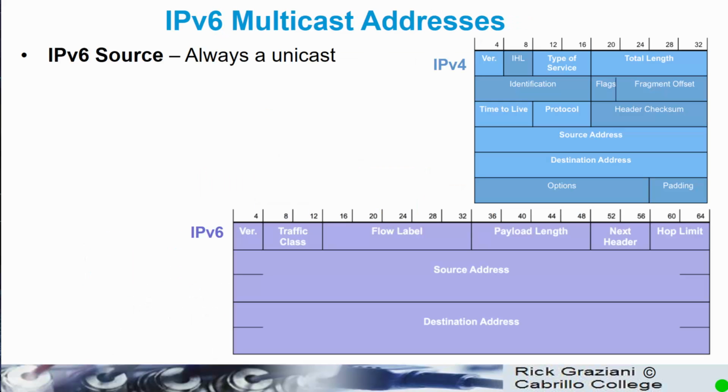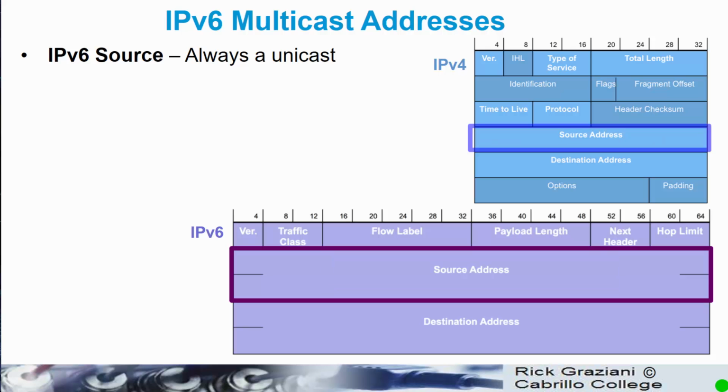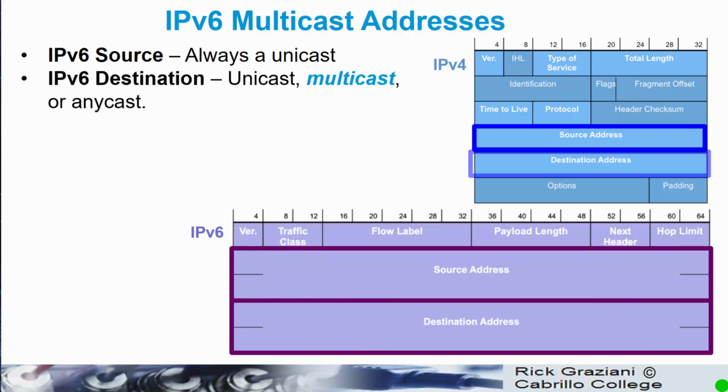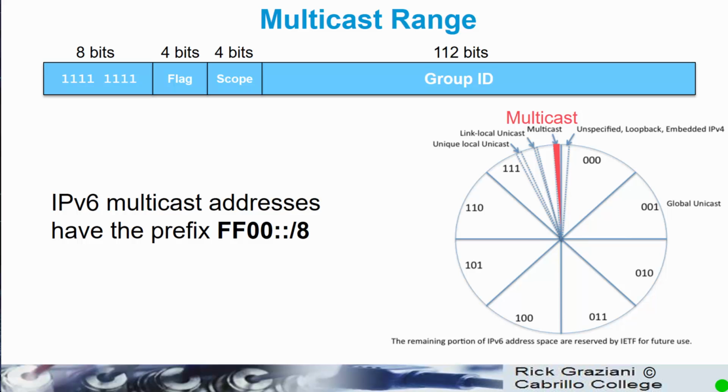So let's look at the source. The source will always be a unicast. The destination can vary depending on requirements, though. Again, the destination could be a unicast, could be a multicast, could be an anycast, because we're talking about IPv6 now. So again, source is always going to be unicast. Destination can vary.